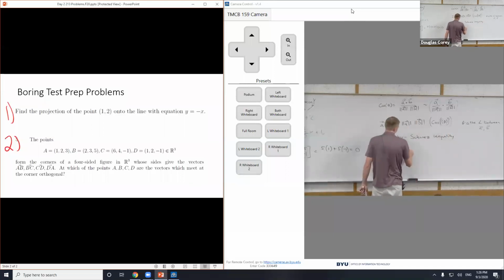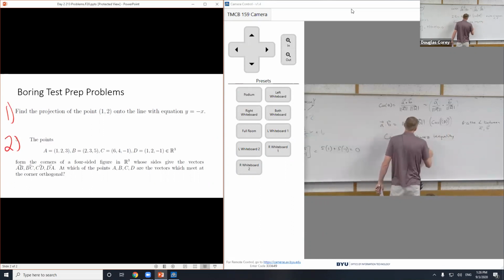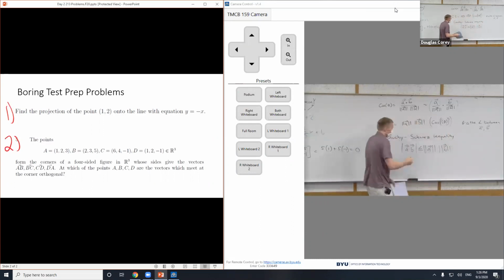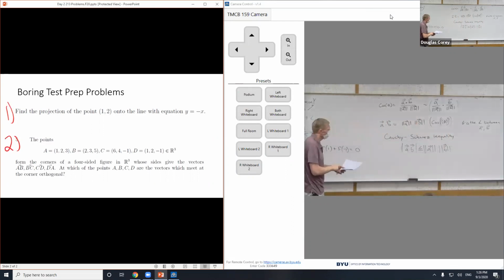And it says the absolute value of A dot B. I can't remember, I think it's absolute value, yeah. It is always less than or equal to the product of the lengths.